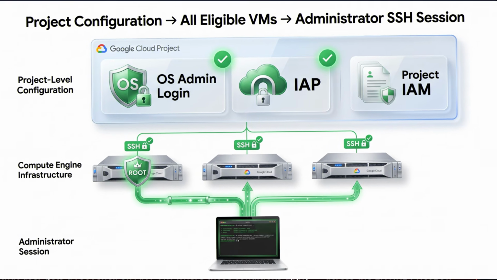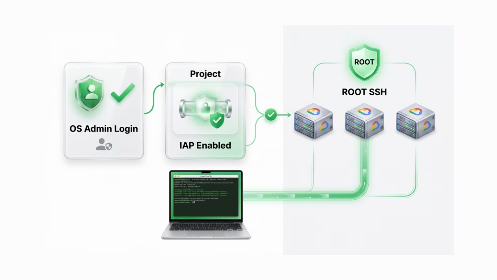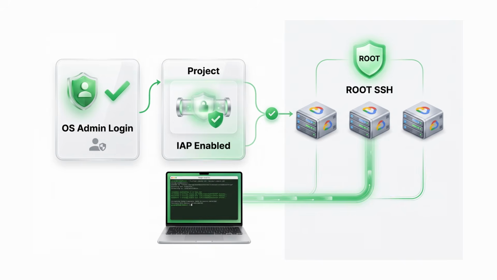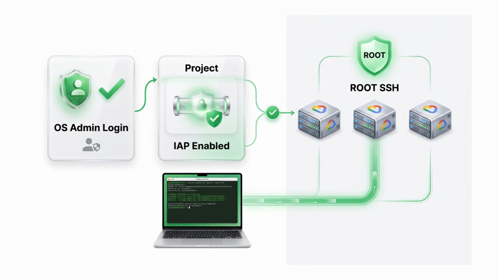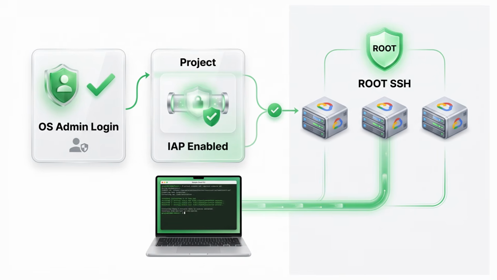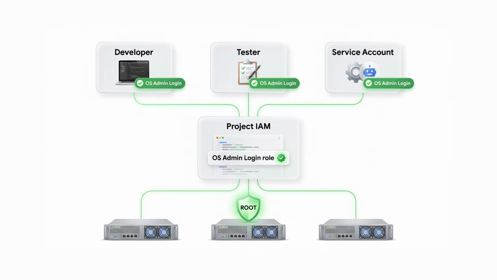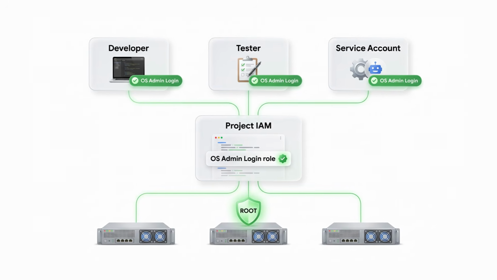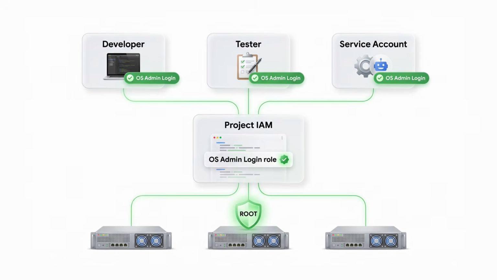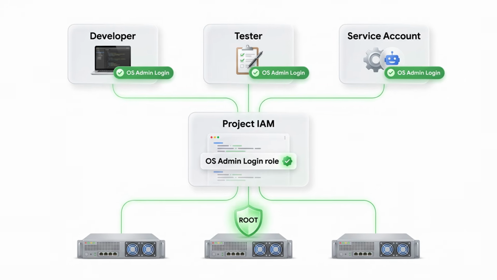Okay, here's the key insight, and this is the sentence I want you to walk away with from this section. When osAdminLogin is assigned to a user on a project and IAP SSH is enabled on the project, that user gets a root shell on any VM within that project where these conditions hold. It does not matter if the identity is a developer, tester, service account, or used by automation. Root is root, and the IAM role applies project-wide. That's the misconfiguration at the heart of this finding.